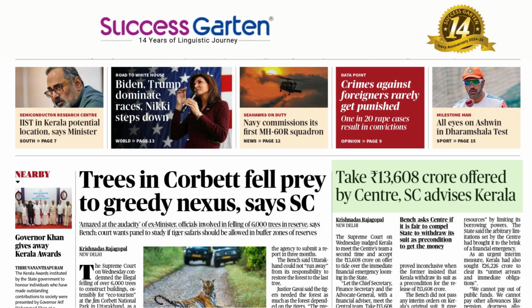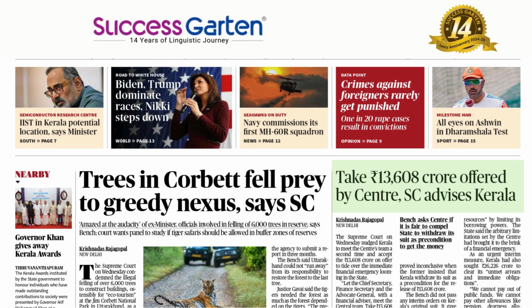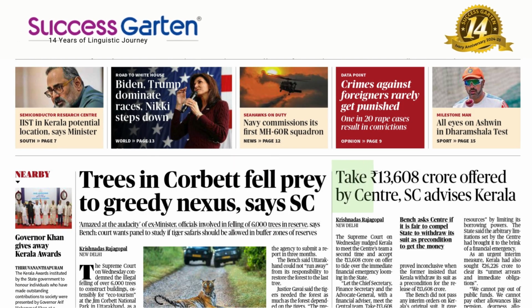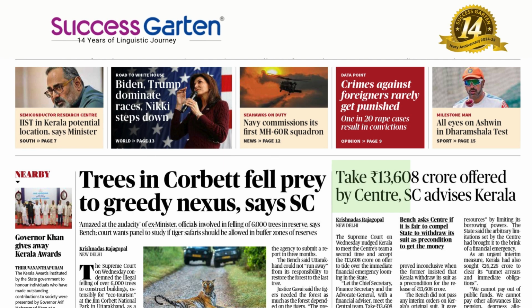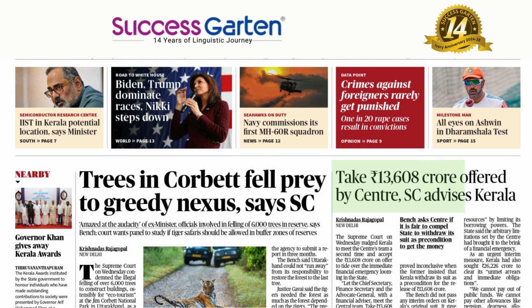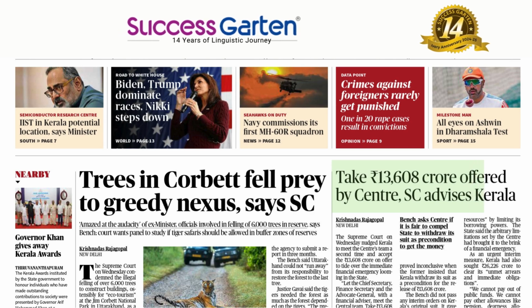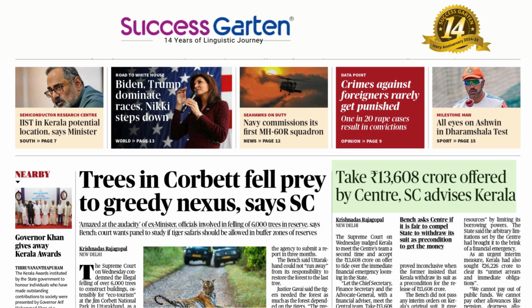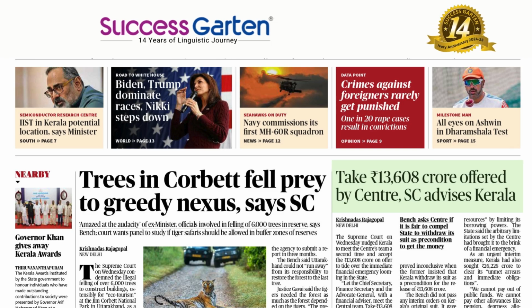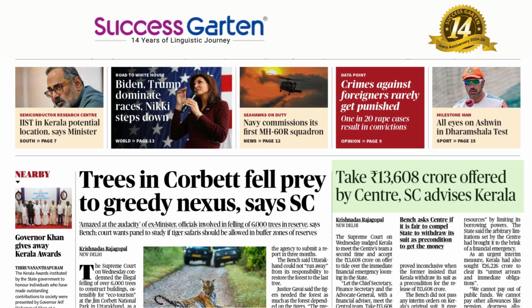Take 13,608 crore offered by Center, SC advises Kerala. Yes, it does advise Kerala. Does SC advise Kerala? Why does SC advise Kerala? SC advises Kerala, doesn't it? Kerala is advised by SC. So take, this is called an instruction, another part of a sentence. Take 13,608 crore offered by Center. Take it, go there, come here.